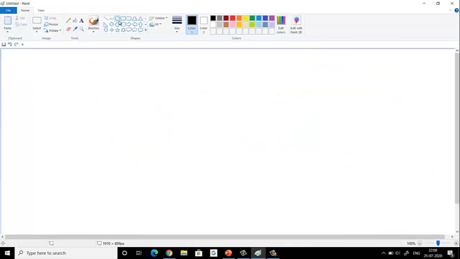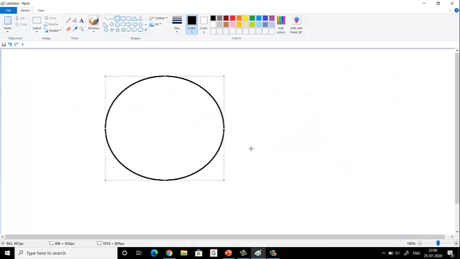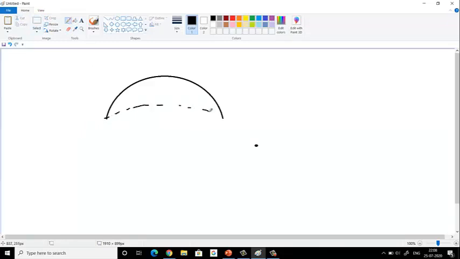Let's move on to the next question now. Say we got a hemisphere. Let me just cut this portion. A hemisphere is half of a sphere. Basically here you don't have anything inside. It is completely hollow.